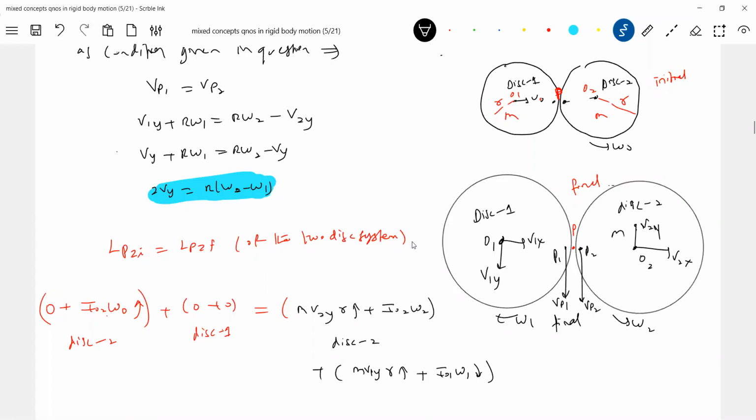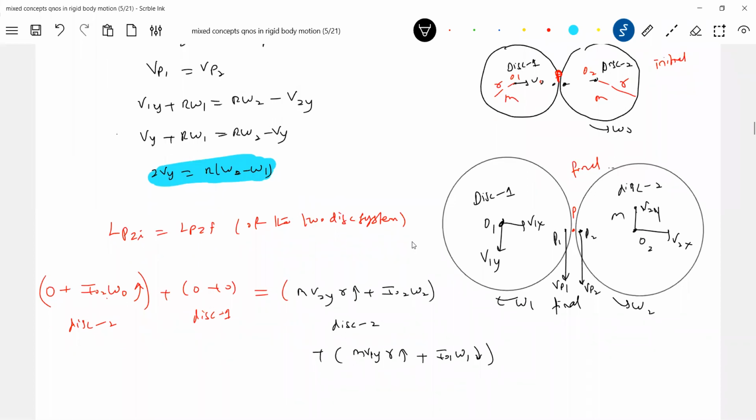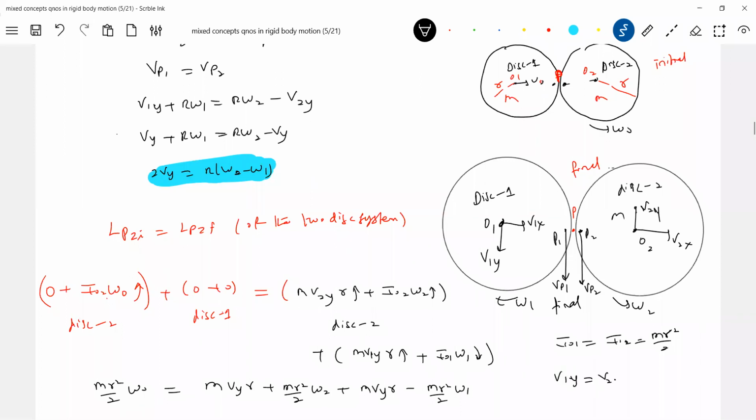Now look carefully at the diagrams, what all I give. Is it okay? So you stand here and curl your fingers. Anti-clockwise I'll take positive, clockwise I'll take negative. So this will be I naught, and we know I naught 1, as they are identical, is m r square by 2. Let me substitute all. m r square by 2 omega naught is equal to m V_y r minus m r square by 2 omega 2. This is also anti-clockwise, no? So then this will be m V_y r anti-clockwise. This will be negative omega 1. Omega 1, omega 2 are different. V1y is equal to V2y. Just now we have shown it, no?